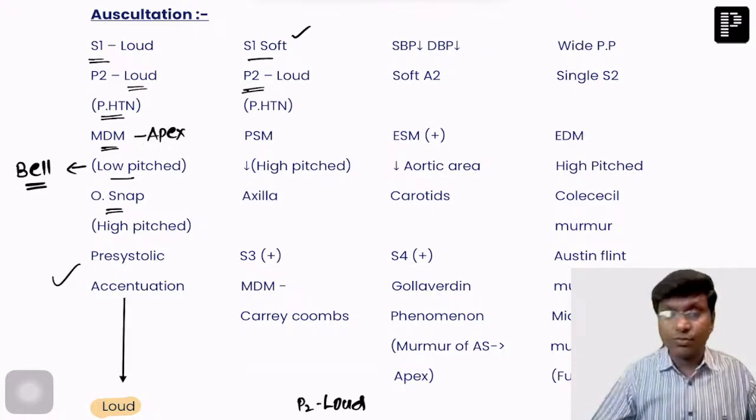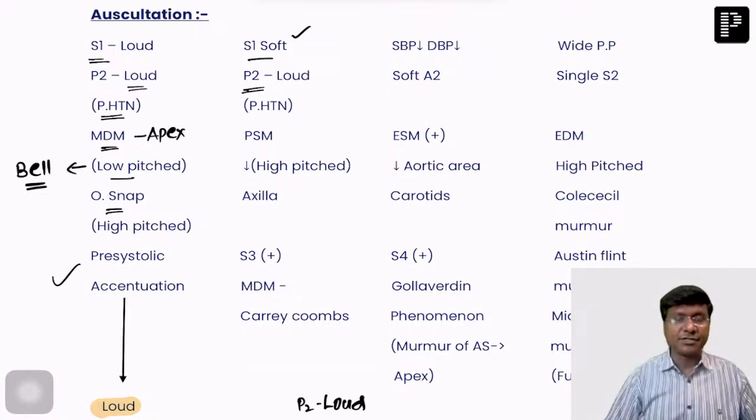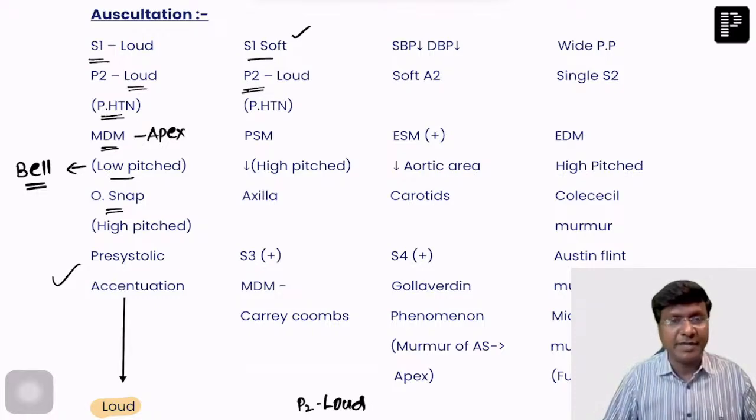Then you take P2. The P2 will be loud. Why will the P2 be loud? Because of pulmonary hypertension. Almost all the valvular heart diseases, that means left-sided valvular heart diseases, cause pulmonary hypertension, because of which P2 will be loud.